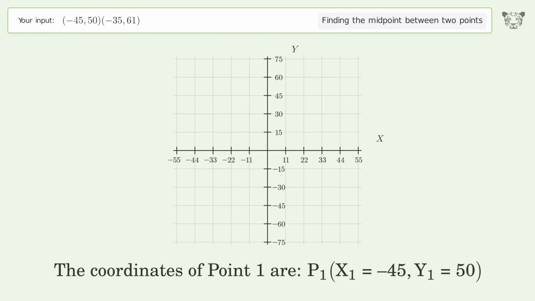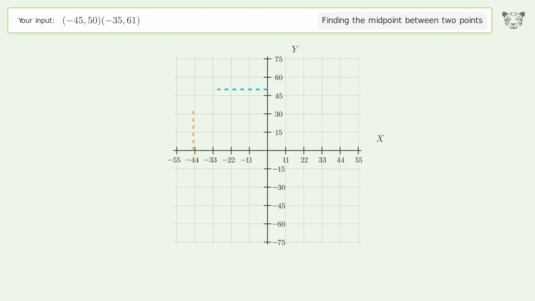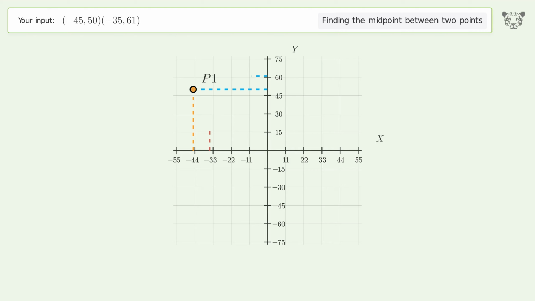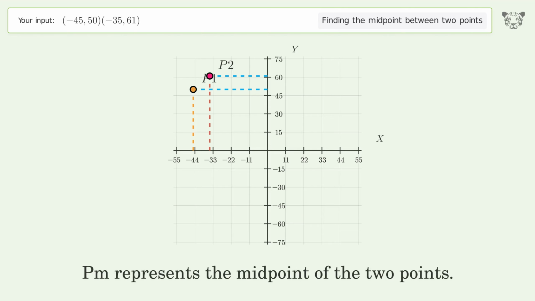The coordinates of point 1 are, x1 equals -45, y1 equals 50. The coordinates of point 2 are, x2 equals -35, y2 equals 61. PM represents the midpoint of the 2 points.